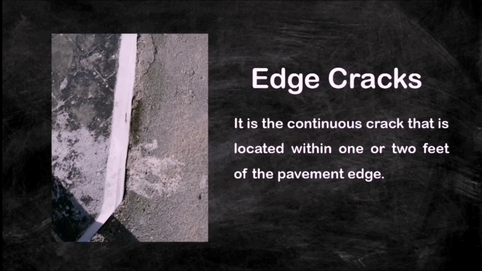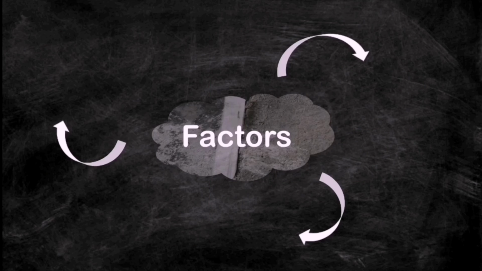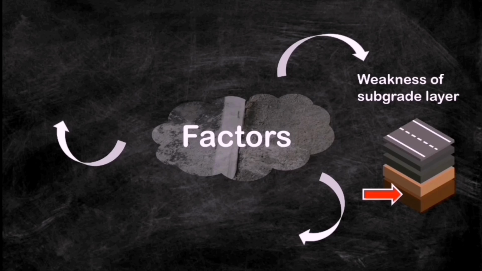Edge crack is a continuous crack that is located within 1 or 2 feet of the pavement edge. It is generally parallel to the edge of the pavement. There are several factors that affect edge cracks. The most common cause of these types of cracks is the weakness of the base or subgrade layer near the edge of the pavement. When driveways often hold more than one vehicle simultaneously on both sides, the vehicles might be driven closer to the edge while entering and exiting the driveways. Since the driveways are narrow or have a weak foundation of asphalt, the edge cracks are more likely to occur.